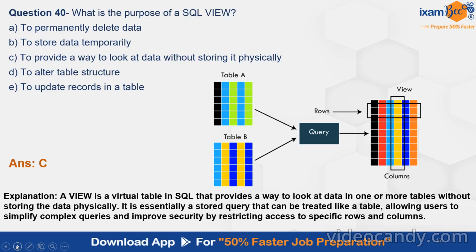A view in SQL is like a shortcut or a window to look at data in a table. It doesn't store the data itself but shows the result of a saved query whenever you use it. For example, if you have a table with all employees' data but want to show only the high salary employees to a manager, you can create a view for it. So the data in the view will always stay updated with the main table.